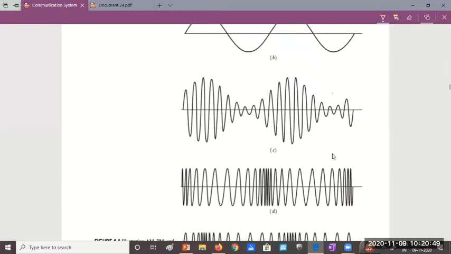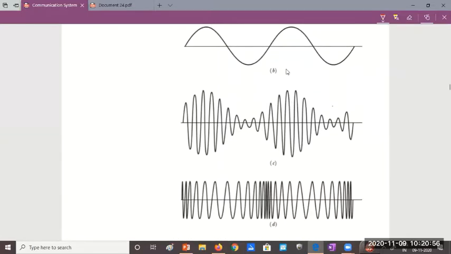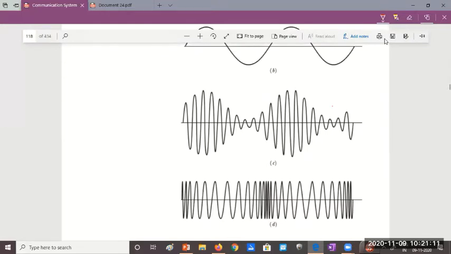Now coming to D. Can you tell me what would D be? Anybody? You see D in comparison with the message. See, your message is a sinusoid, and looking at D, can you tell me whether it will be phase modulated or frequency modulated? Yes? Frequency modulated. No, it's not frequency modulated. It's phase modulated. Can you tell me why it is phase modulated?